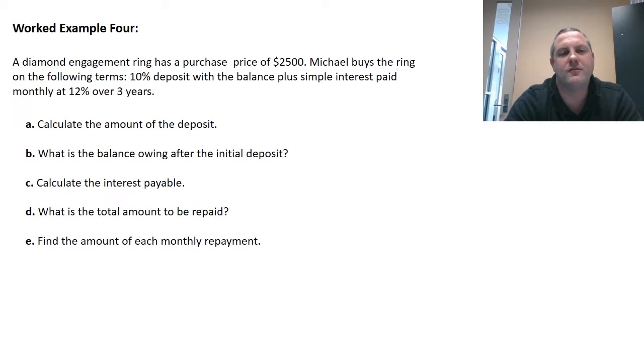Okay, work example 4, slightly different, but just as easy. A diamond engagement ring has a purchase price of $2,500. Michael buys the ring on the following terms. He's got a 10% deposit with a balance plus simple interest paid monthly, at 12% over 3 years. So there's a few things going on here.